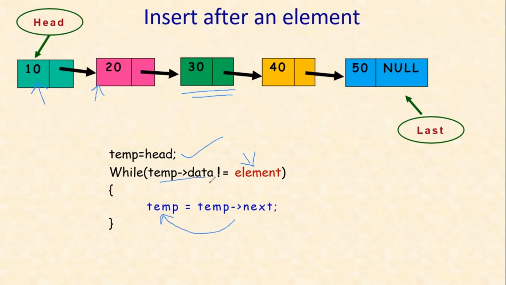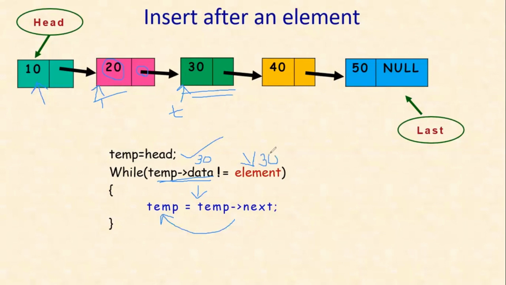So that value is assigned to temp. Now again I am verifying whether temp data is not equal to element. Here 20 is the temp data, so 20 is not equal to 30, right? So I will get into this loop again and assign the next address to temp. Temp next means the address of this node. So I am assigning the address of the third node to temp. Now temp holds the third node's address. Now I am verifying temp data is not equal to element, but this condition is false now, because temp data is 30 here, and the value I took into element is also 30, as I told you just before.